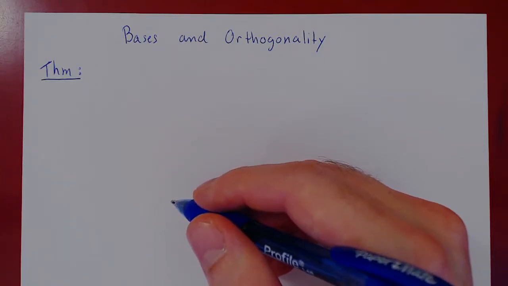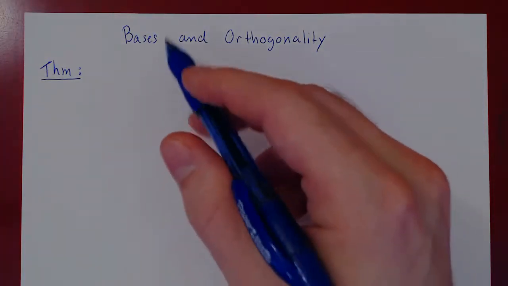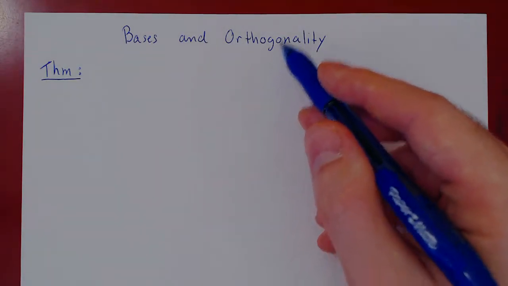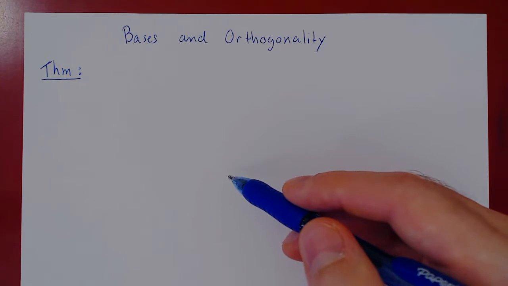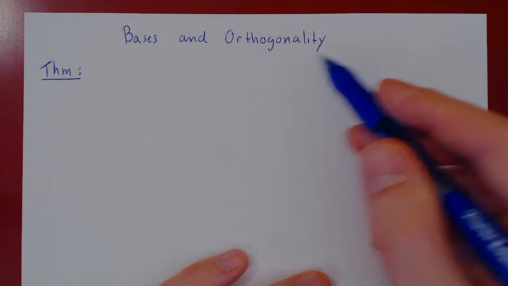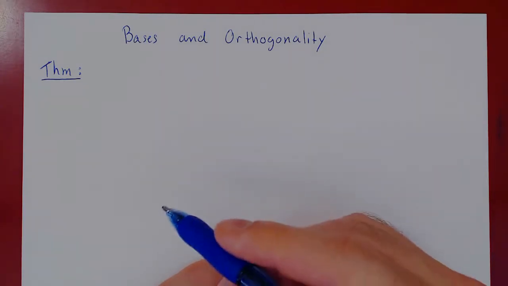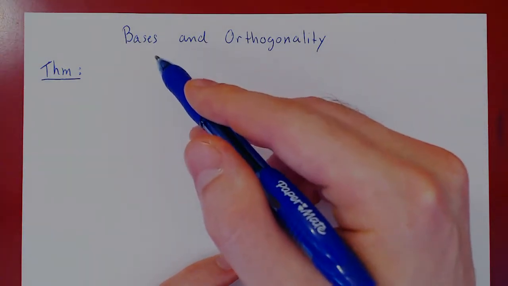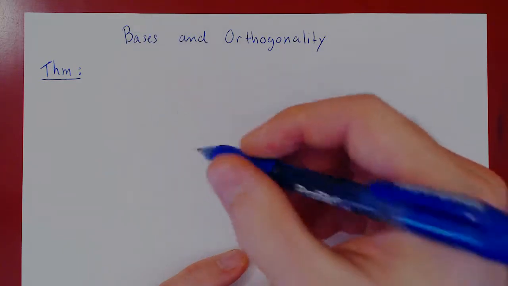Okay, so in this video, we want to consider the topic of bases and orthogonality. And remember that orthogonal simply means perpendicular. Before we look at the idea of orthogonality, let's consider a very fundamental property of a basis. And recall that bases is simply the plural of basis.